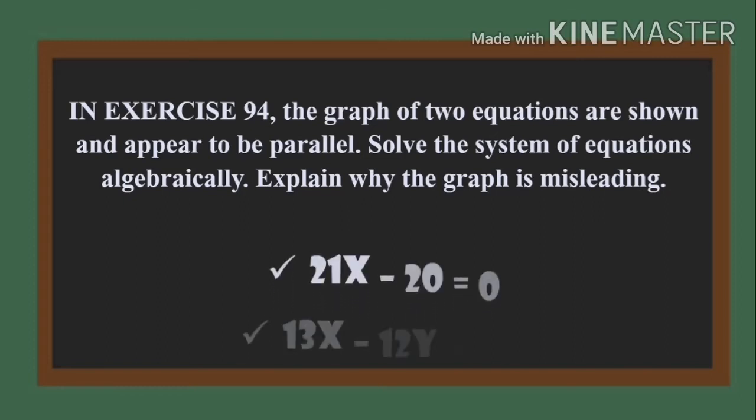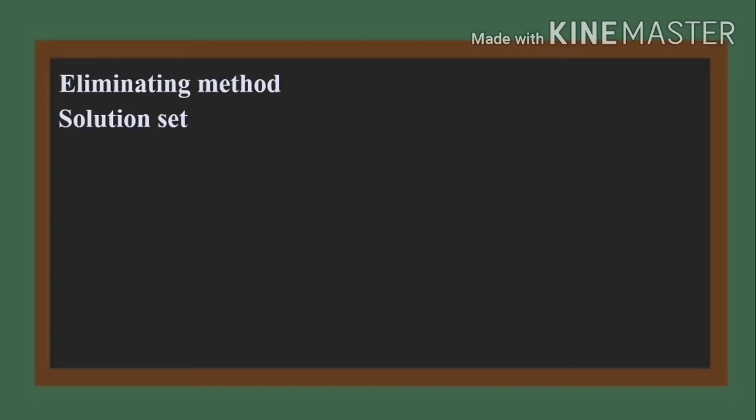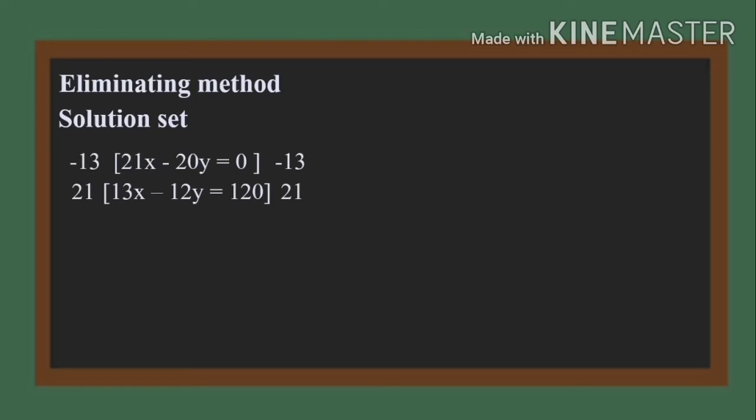To solve this, we need to use the elimination method and find if there is a solution set. The moment that we know this system has a solution set, the graph is really misleading, because having a solution set means the two graphs intersect each other. To eliminate the x, we should multiply the first equation by -13 and the second equation by 21.